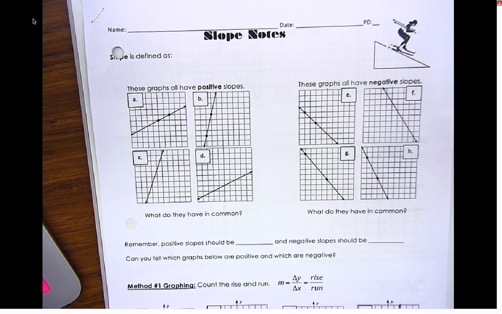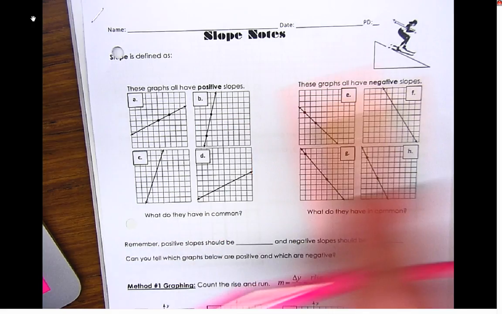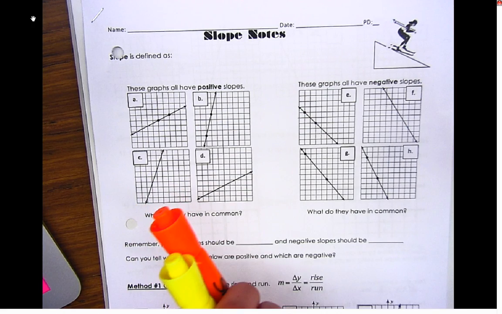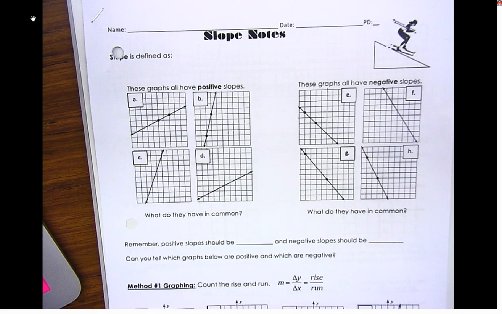Hi, welcome to Notes on Slope. We will be needing some colored flair pens, maybe some highlighters as well. All right, let's get going.